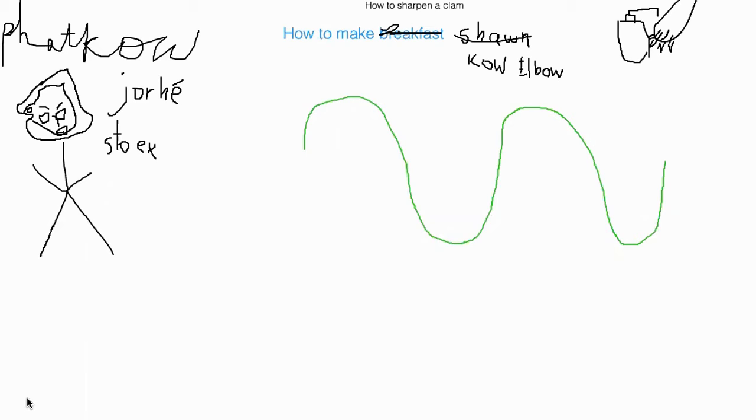So like I said, a wavelength is just the length of one crest to one crest or one trough to one trough. And that is measured in any distance units, like meters. And the symbol for it is lambda.